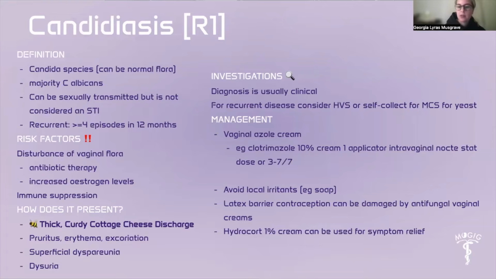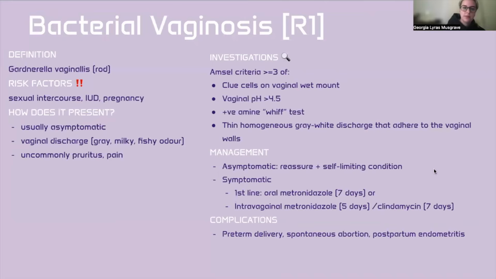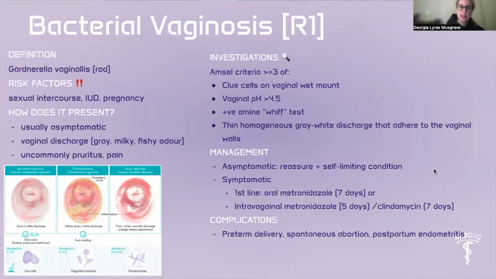So for example, one of the regimens you can use is clotrimazole 10%. You give 1 applicator intravaginally at night. Can either be a once-off dose or go for 3 to 7 days. You will also tell patients to avoid local irritants like soap. Warn them that latex barrier contraception can be damaged by antifungal creams, and symptom relief can be with hydrocort 1% cream. On to bacterial vaginosis.